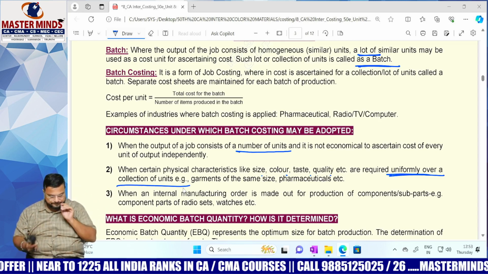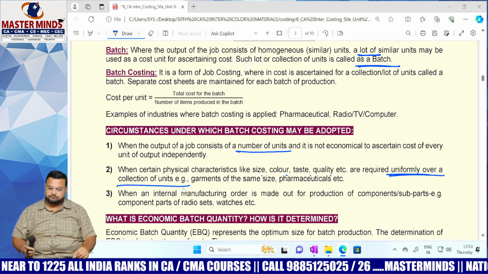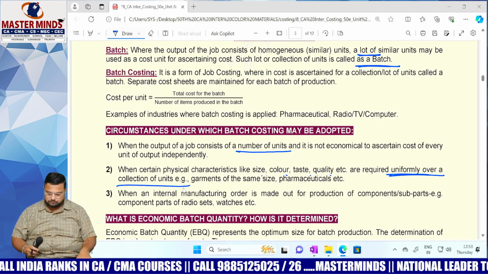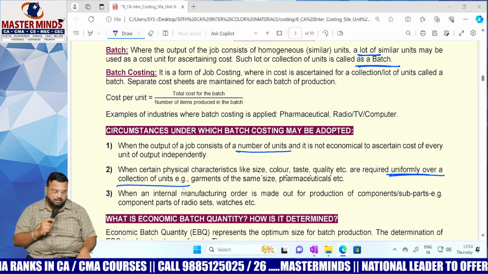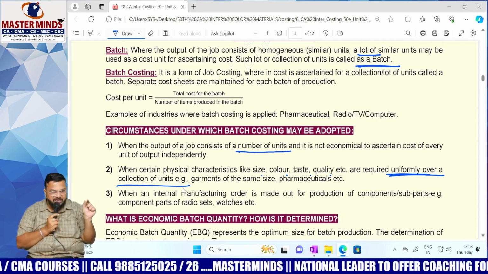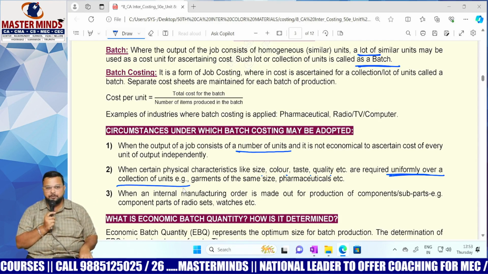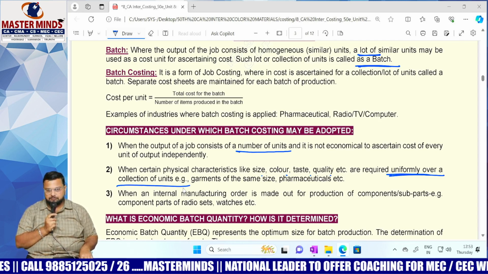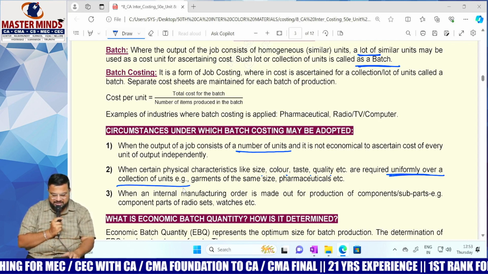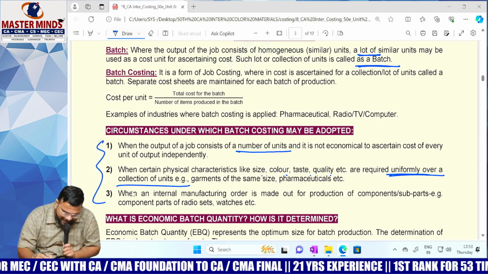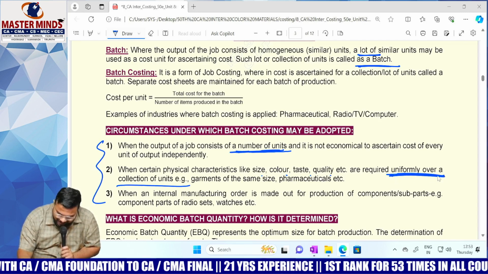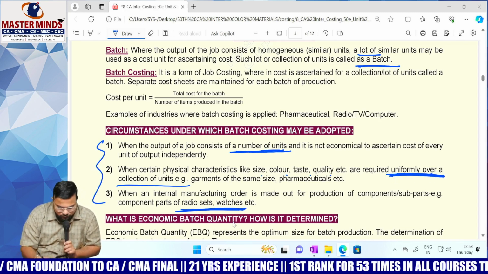When an internal manufacturing order is made out for production of components or subparts, for example component parts of radio sets, watches, etc. Components, spare parts. Spare parts are also manufactured in batches, for example nuts and bolts. Okay, so these are the situations during which we will use batch costing. We need to produce a large number of units. There should be uniform characteristics. And in case of spare parts also we will use batch costing.